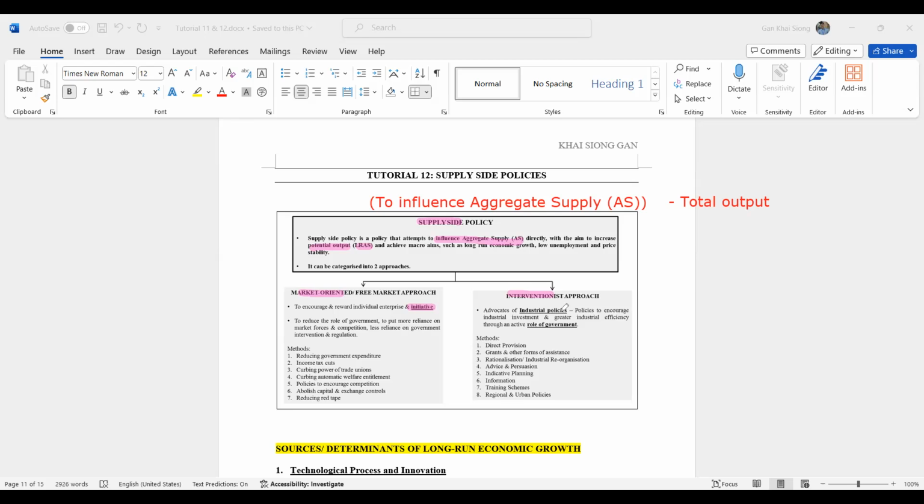Okay, for example, giving grants, giving financial assistance, giving what we call training sessions, education and training, direct provision of the infrastructure. So all this, as long as it includes the intervention of the government directly, that's what we call the interventionist approach.